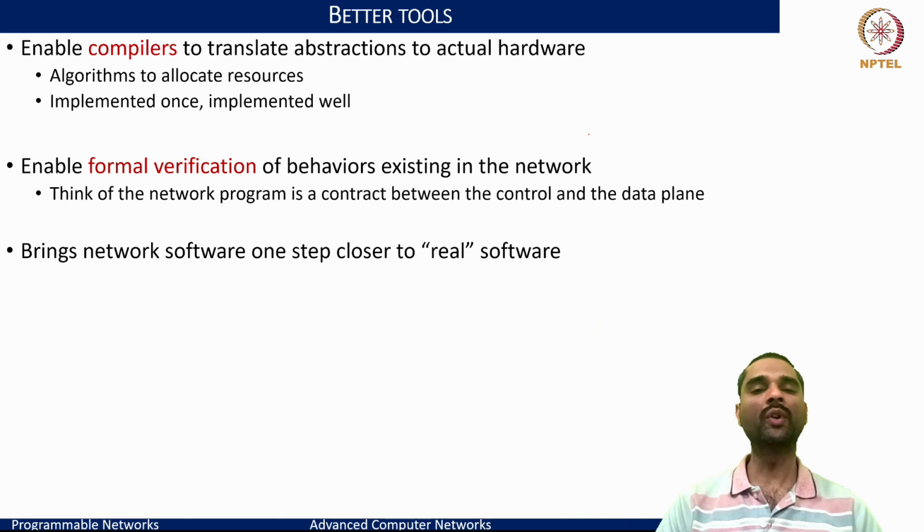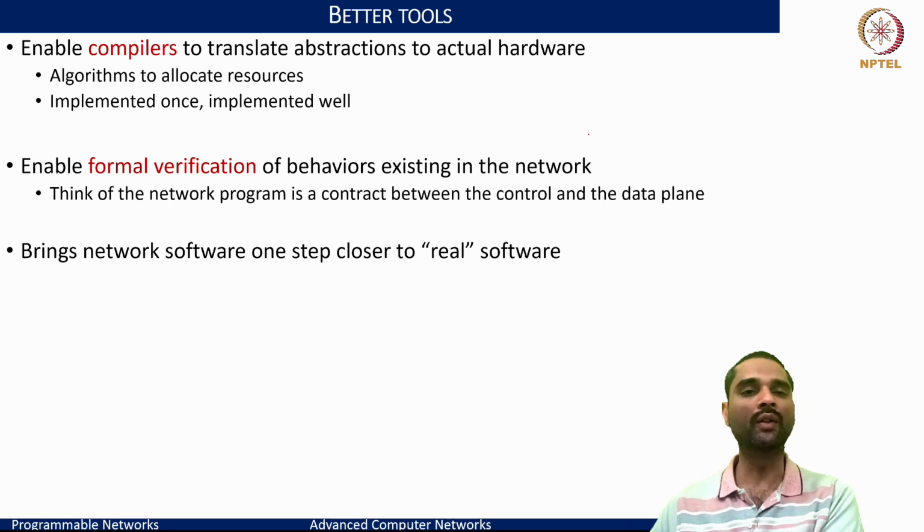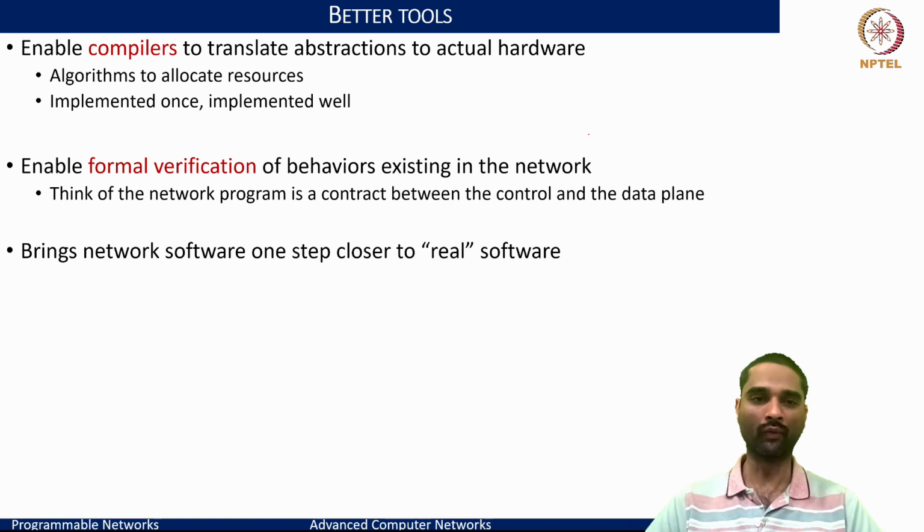And this would also enable us over time to build better compilers that can translate these abstractions to actual hardware in a much more efficient, performance-oriented fashion. And algorithms can also be tweaked to allocate the right resources so that they are optimized on memory and on processing, and these can be done automatically behind the scenes as the compilers evolve.